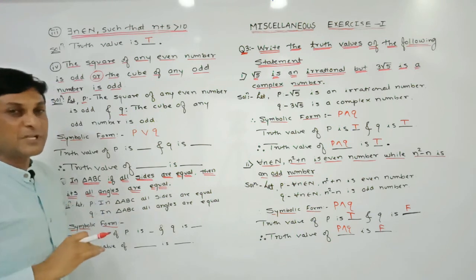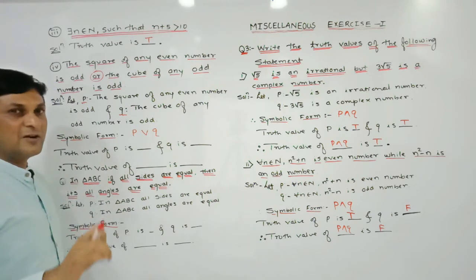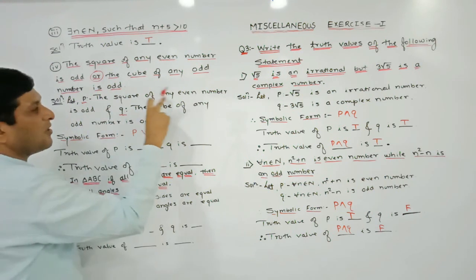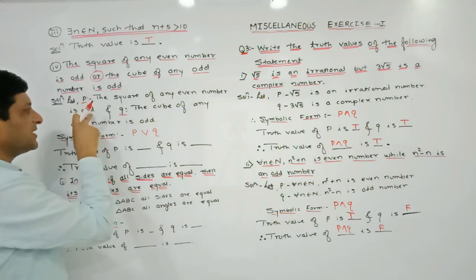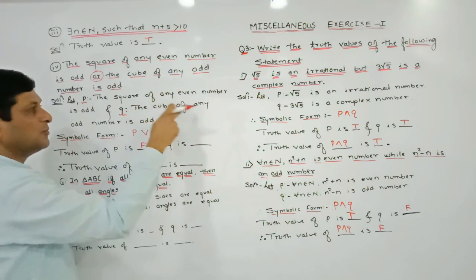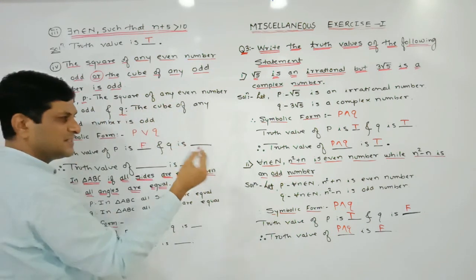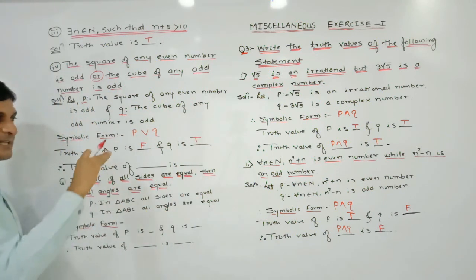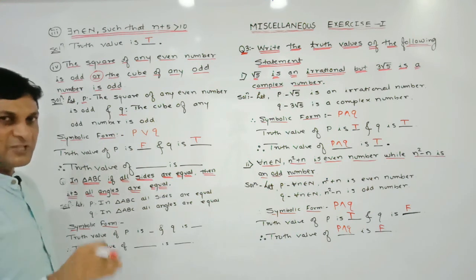Once the symbolical representation is known to us, try to find out the truth value. First we are finding the truth value of P. The square of any even number is even, but they have given odd, means it is false. And second part, Q, the cube of any odd number is odd. Consider any odd number, you will come to know that its cube is also odd. That's why we can say that truth value of Q is true.